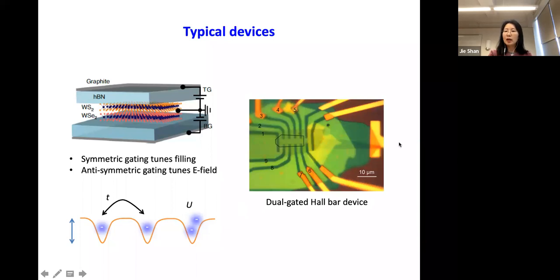And this is a photograph of one device. And you can see that the effective moire heterobilayer is just inside this near rectangular shaped pattern here. And then you can add electrodes, make contacts. This way you can do transport measurements, and you can also shine light from top and read out the optical response.